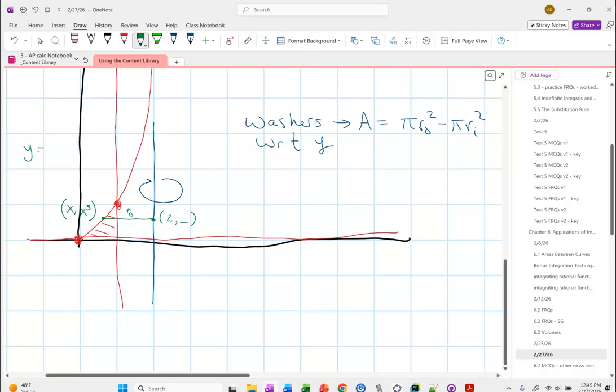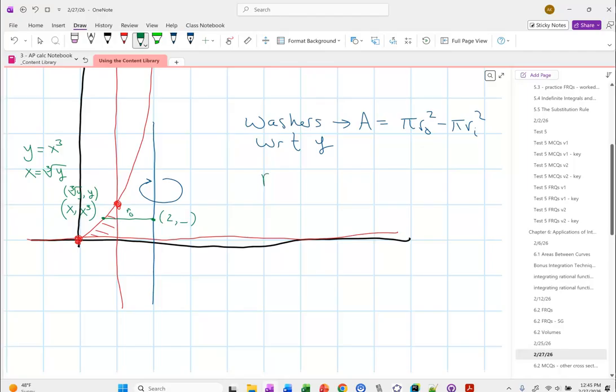So I need to take y equals x cubed and rewrite this as x equals the cube root of y. So we're just treating the y as the independent variable, and the x is the dependent variable. So my outer radius is going to be the point on the right minus the point on the left. So it would be 2 minus cube root y.